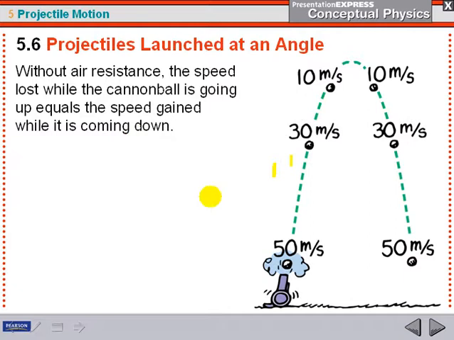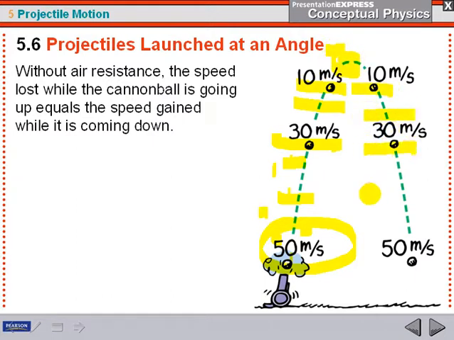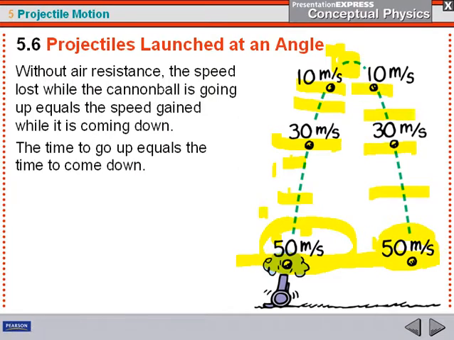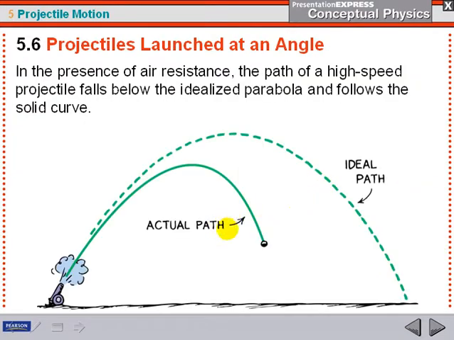And here's just iterating it: it leaves the cannon at a speed of 50 meters per second, and in 1, 2, 3, 4, 5 seconds it gets to 0, and in 1, 2, 3, 4, 5 seconds it's at the same height, and it also has the same velocity. The time going up is going to equal the time coming down.